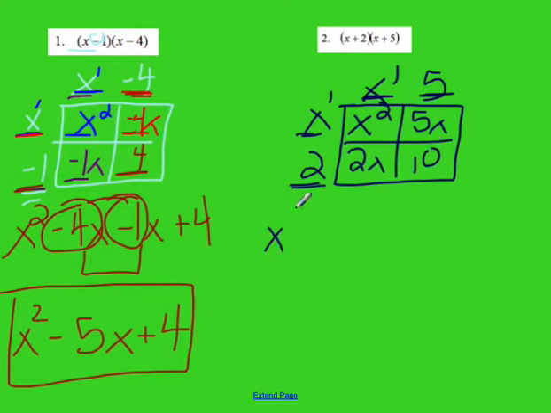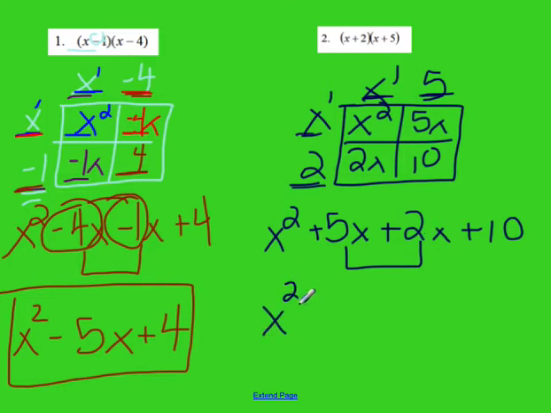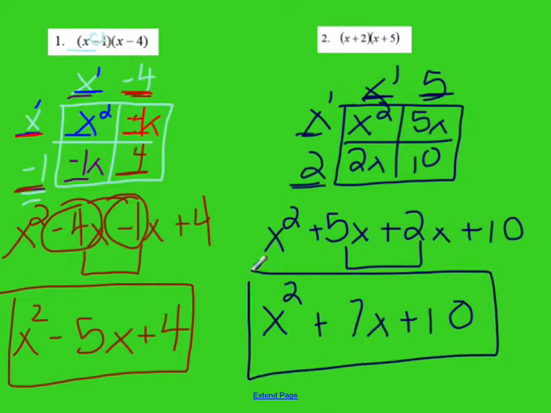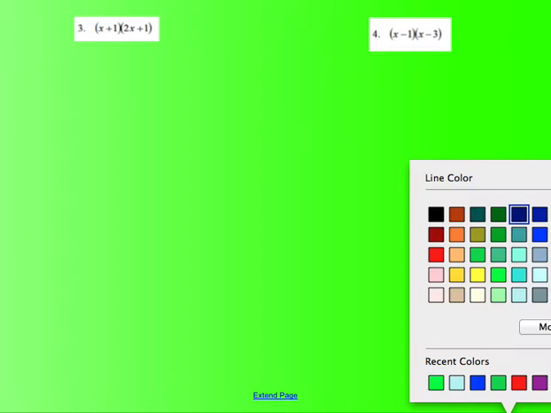So then I'm going to go ahead and write out the terms that I have. So x squared plus 5x plus 2x plus 10. So now I need to combine those middle two terms. So I'll keep x squared the same. 5x plus 2x is 7x. And then we're going to add that 10 on at the end. So again, this right here is our final answer for number 2. Let's take a look at number 3.